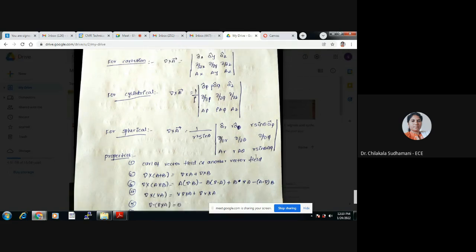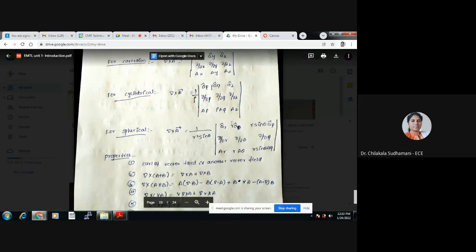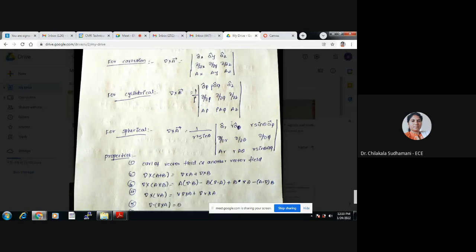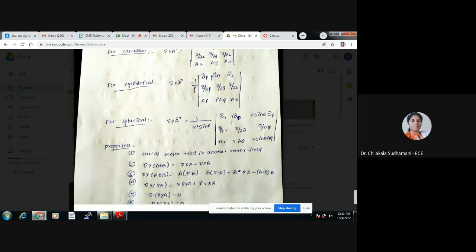You have to remember these formulas. 1 by rho times of the determinant with a rho, a phi, az; dou by dou rho, dou by dou phi, dou by dou z; A rho, rho A phi, Az. Okay, 1 by r square sin theta times of r a theta, r sin theta a phi; dou by dou r, dou by dou theta, dou by dou phi; Ar, r A theta, r sin theta A phi. This is for the spherical coordinate system, the curl operation.